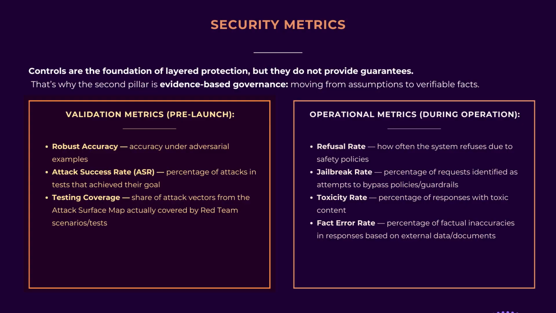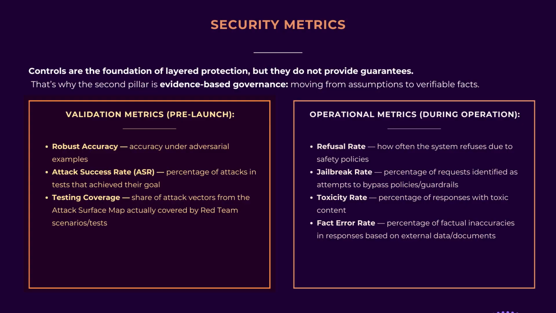The first category, validation metrics, we use during pre-launch testing to understand overall readiness. Let's examine 3 key ones. The first metric is robust accuracy. It is directly tied to robustness and answers: how much does model performance degrade under adversarial attack? We measure its accuracy on ordinary inputs and then on a set of adversarial examples. The difference between these values shows the model's robustness.